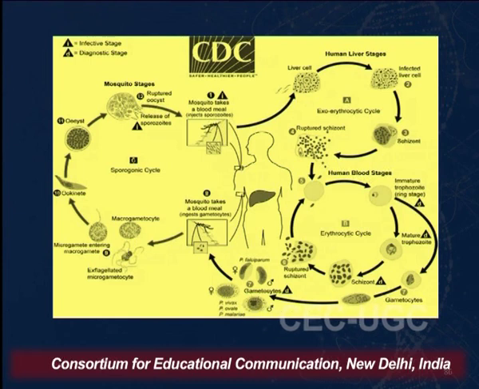Now, many times some of these developing stages develop into the gametes, which are micro and macro gametes, which are then taken up by the mosquitoes, and the next phase of the cycle, or the sexual phase of the cycle, starts taking place in the mosquitoes, which is called the sporogonic cycle.